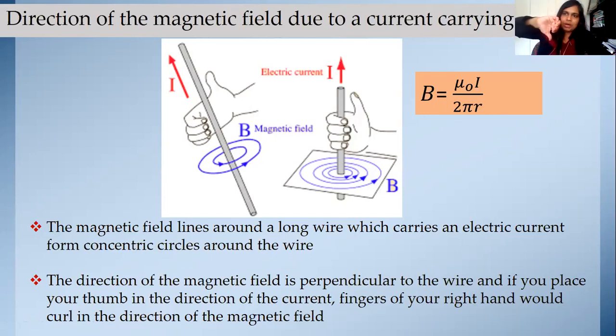So you point your thumb in the downward direction. So the direction of the magnetic field lines will switch. It's opposite, so it will be going the other way around.